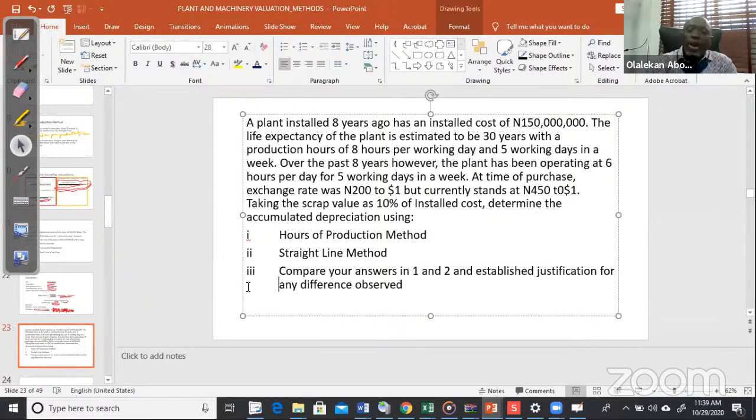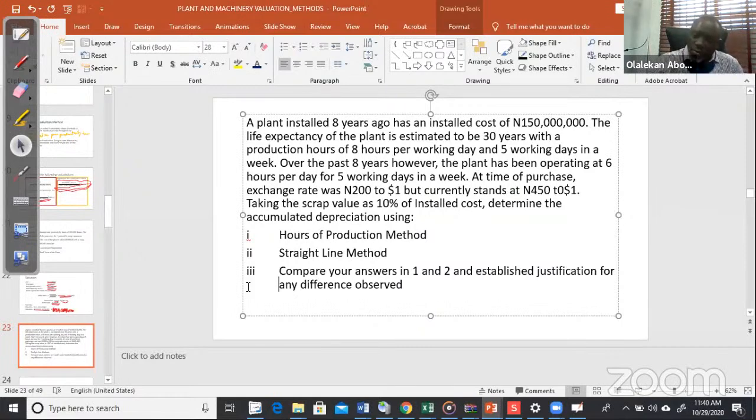Now for the raw operation hour, instead of 8 hours estimated, the asset is being underutilized, operating at 6 hours. So you will have 6 hours multiplied by 5 working days, multiplied by 52 weeks for a year, then multiplied by the 8 years that it has been used. That gives you 12,480 hours that it has been used. With that, you can now conveniently calculate accumulated depreciation.